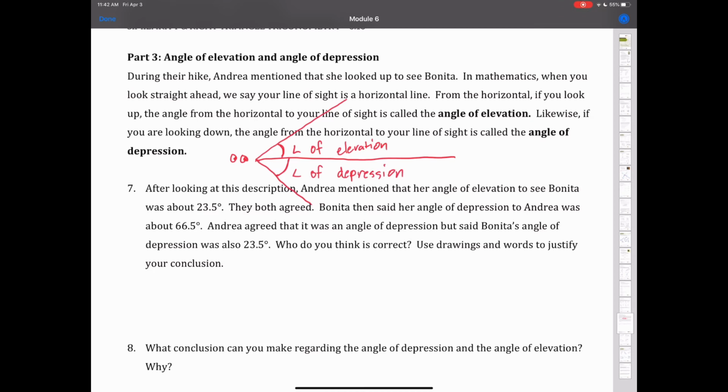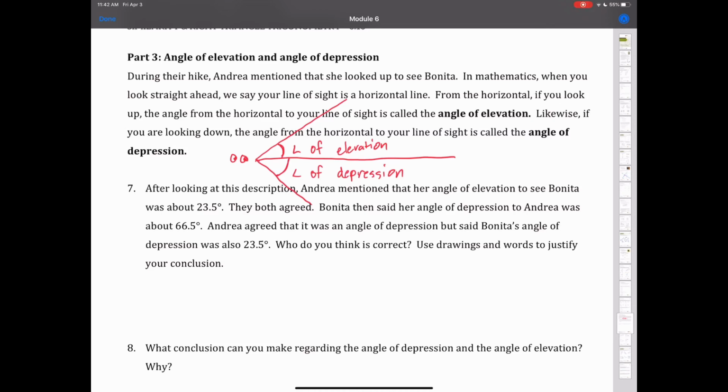Okay? So with that description, Andrea mentioned that her angle of elevation to see Benita was about 23.5 degrees. They both agreed. Benita then said her angle of depression to Andrea was about 66.5 degrees. Andrea agreed that it was an angle of depression, but said Benita's angle of depression was actually also 23.5. But who do you think is correct? Use drawings and words to justify your conclusion.